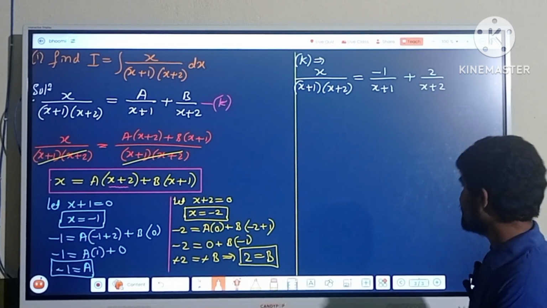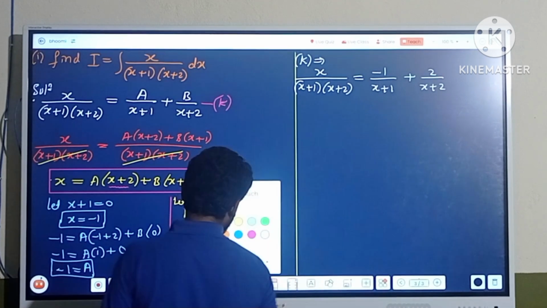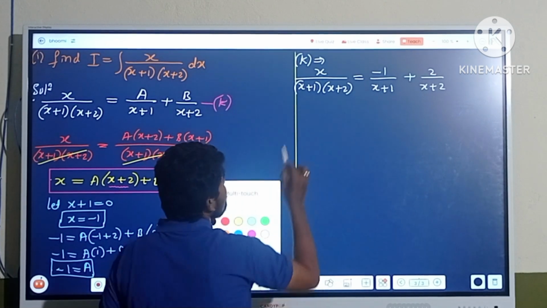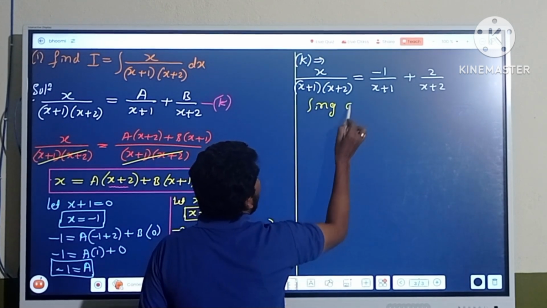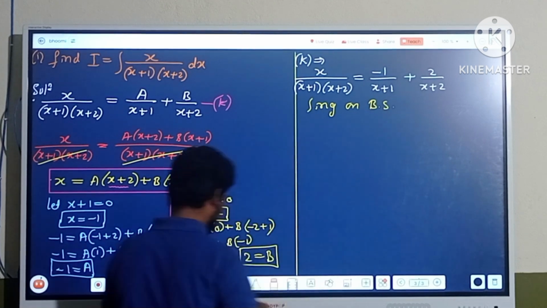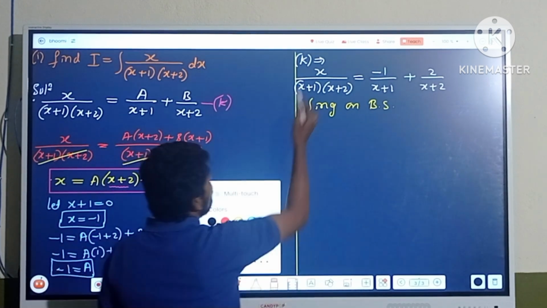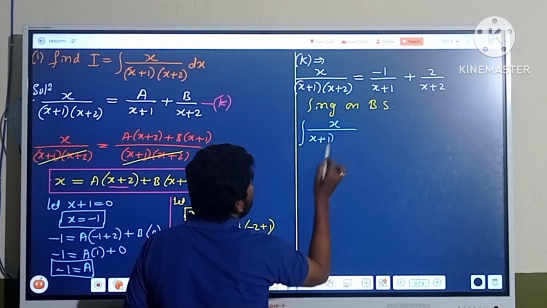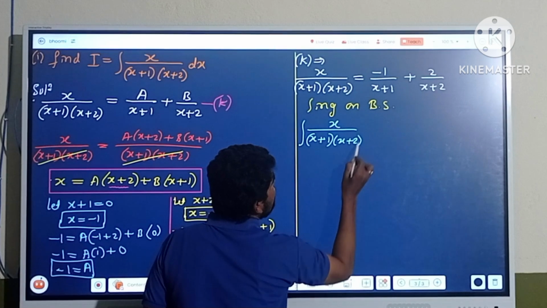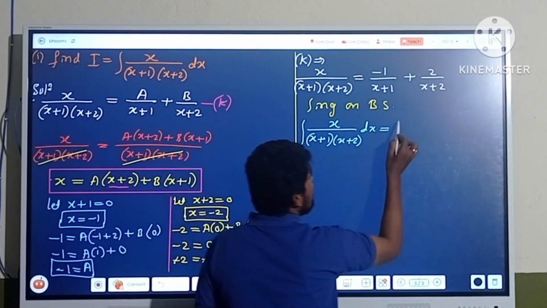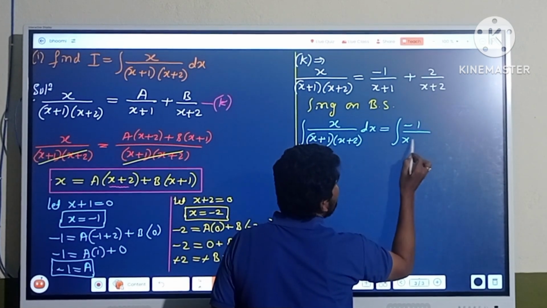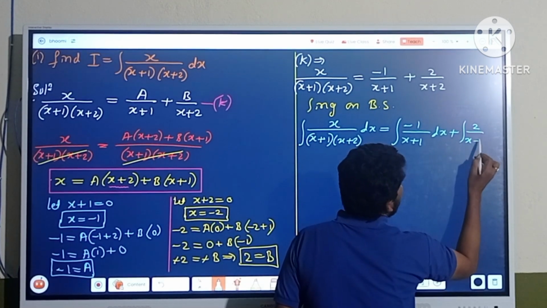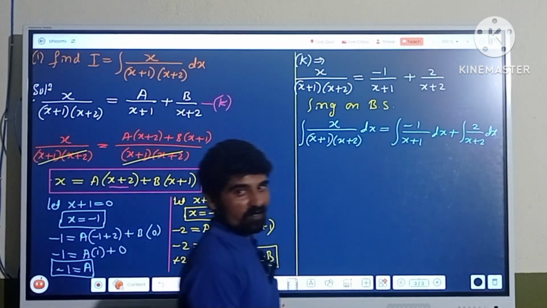After substituting the values of a and b in K, the next step is we need to integrate on both sides. Integrating on both sides means integration of x divided by x plus 1 into x plus 2 with respect to x is equal to integration of minus 1 divided by x plus 1 dx plus integration of 2 divided by x plus 2 dx. I hope all of you understood.